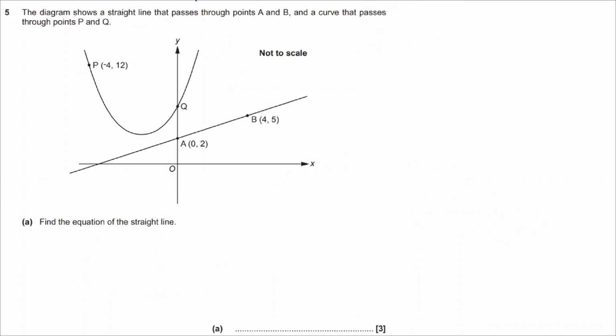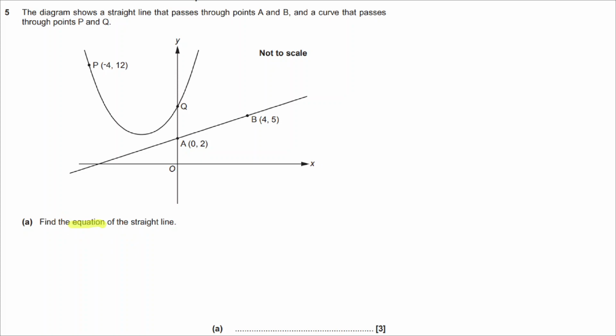Question 5, we've got this. So the diagram shows a straight line that passes through the points A and B. So that's this line here, going through A and B. And a curve, this quadratic here, that goes through the points P, labelled here, and Q over here. Find the equation of the straight line.